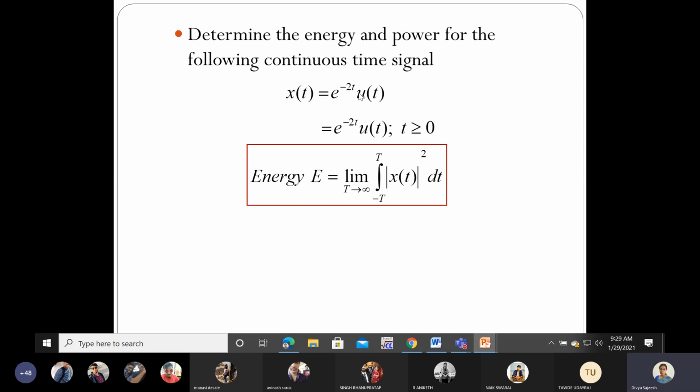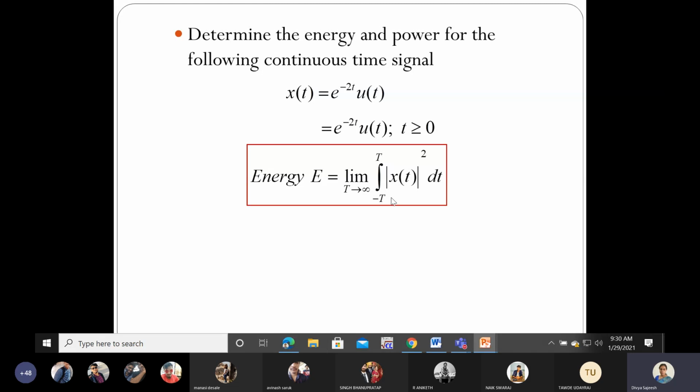You will obtain the signal only on the right hand side if I multiply any signal by u of t. u of t is a step signal extending on the right hand side of the y-axis. So e raised to minus 2t you will be obtaining only on the right hand side. So indirectly I can write e raised to minus 2t u of t, which exists for t greater than or equal to 0. Now I can find the energy in the signal using this formula.